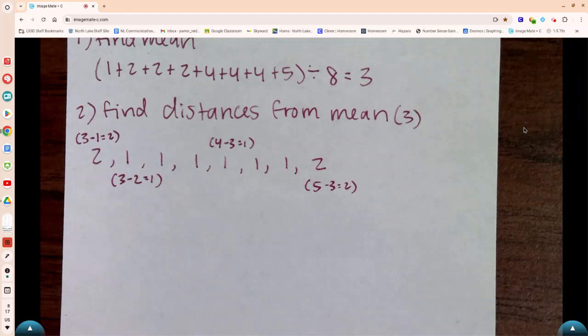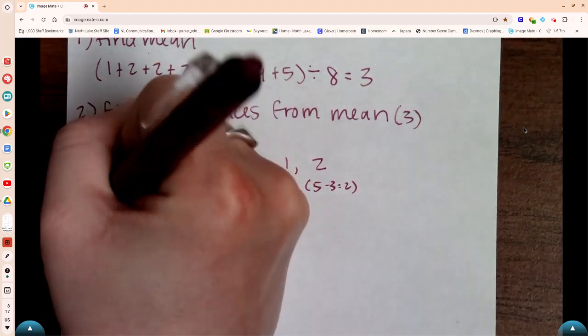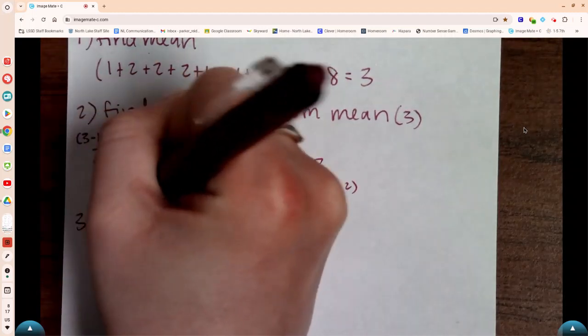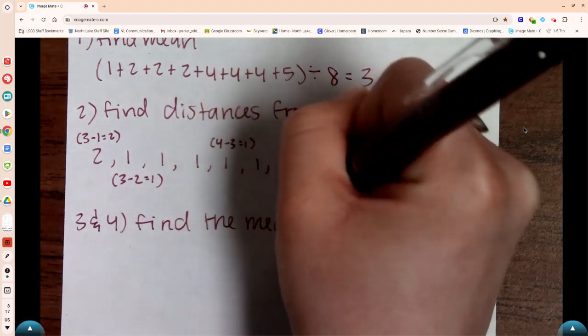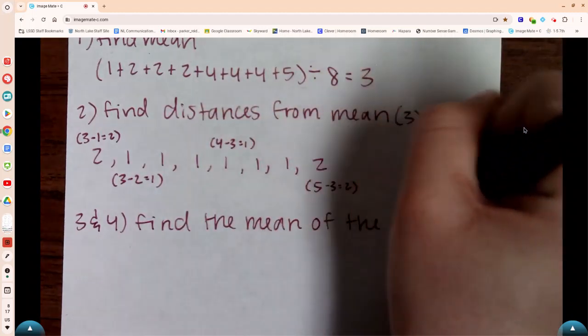That's pretty simple. But if you had more complicated numbers and you're like, I don't know that off the top of my head, you could just subtract them to see how far apart they are. And then I'm going to combine steps 3 and 4 into 1 because I think it makes more sense to write it as 1. I'm going to find the mean of the distances.